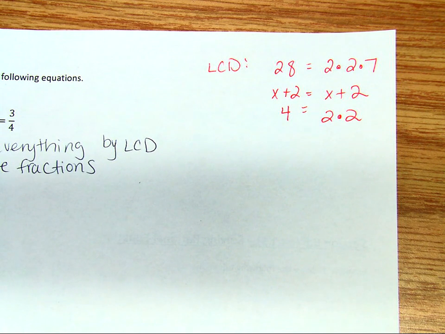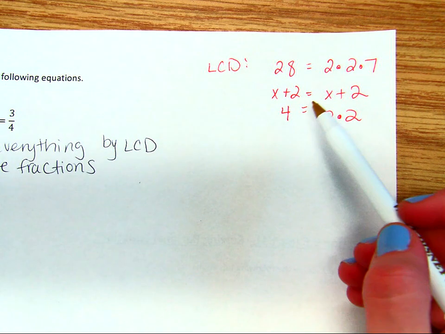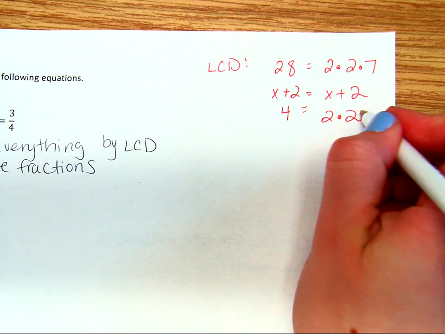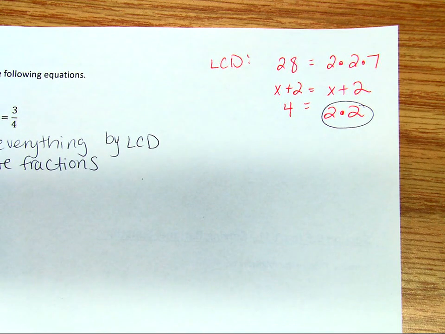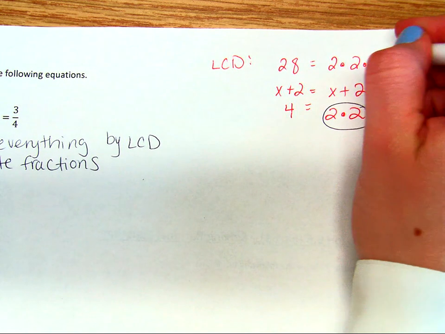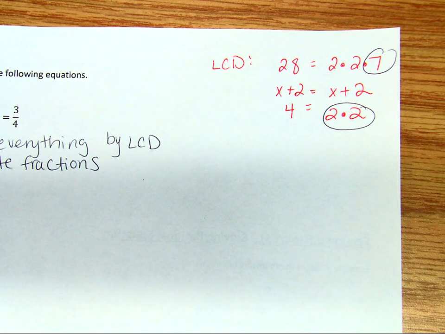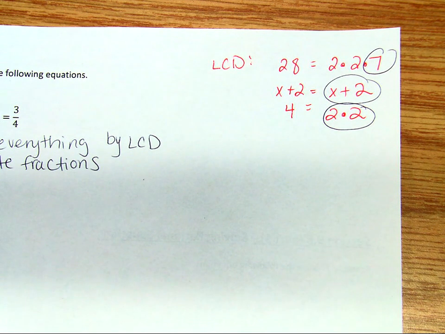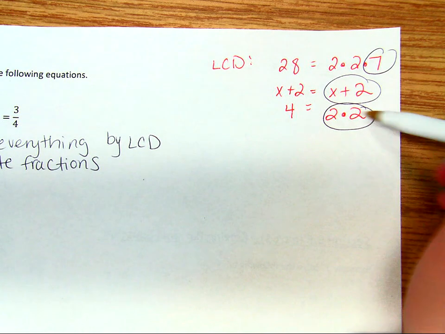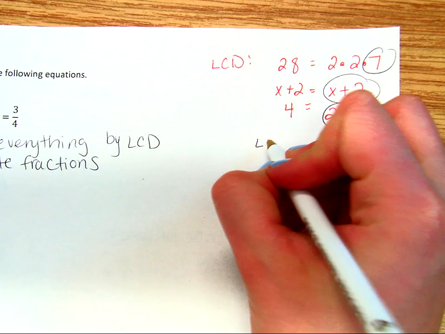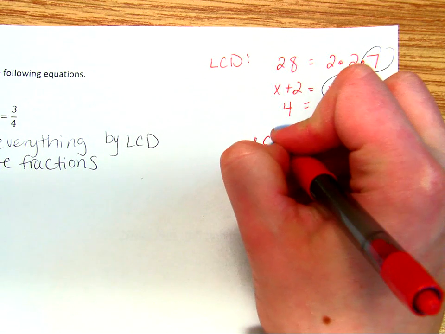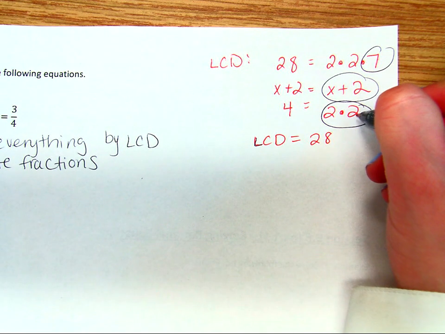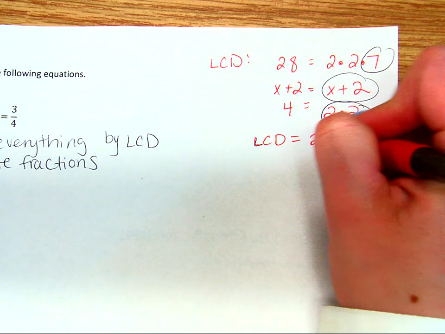Okay, so when I do my circling, I'm going to ask myself, which one has the most 2's? Well, these ones both have the same amount, so I'm just going to circle this one. There's a 7 somewhere. This one has a 7. It's the only one that has a 7. And then I have an x plus 2, so that's another one I need to circle. So my least common denominator is going to be all 3 of these multiplied together. So the least common denominator is going to be 28, because that's 7 times 2 times 2, times x plus 2.